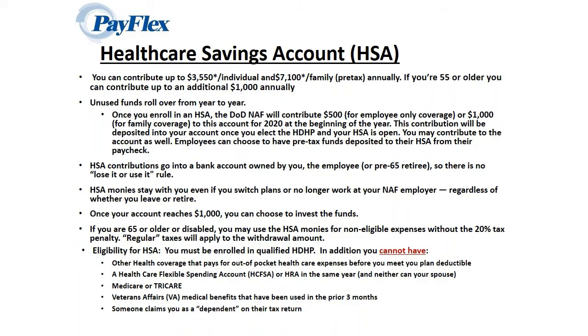Unused funds are able to be rolled over year to year with no use or lose. Once your HSA account has reached $1,000, you can choose to invest the funds. MCCS will also contribute $500 for an individual plan and $1,000 for a family plan in 2020.